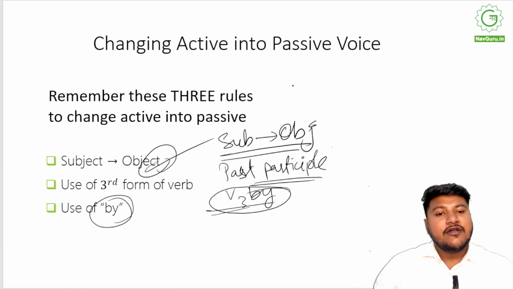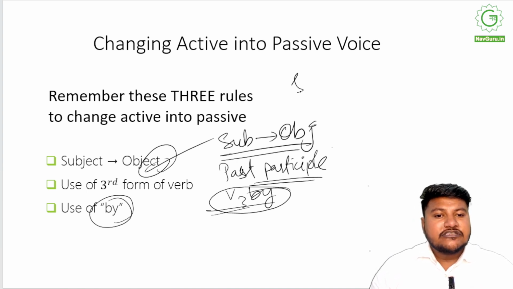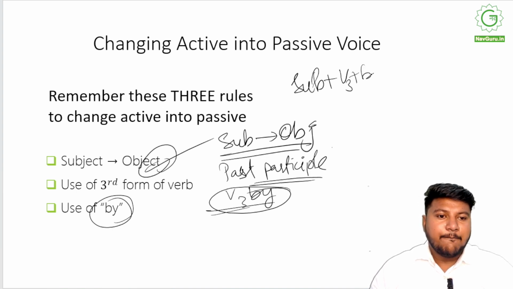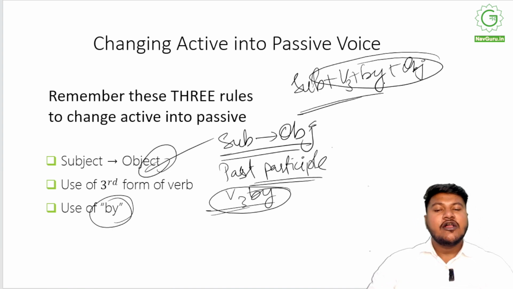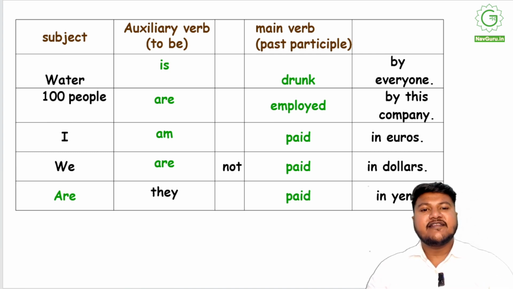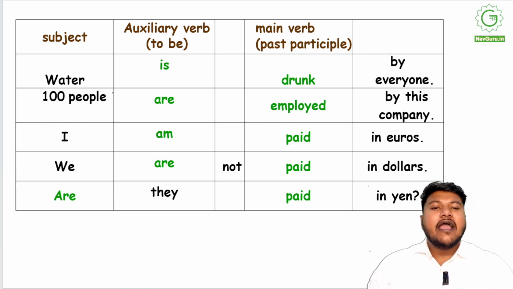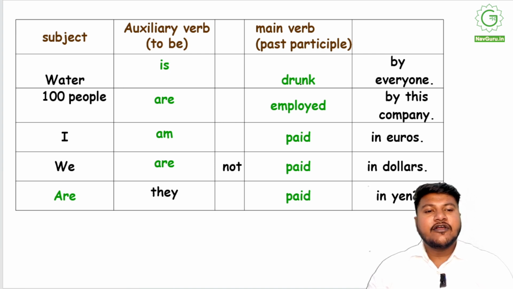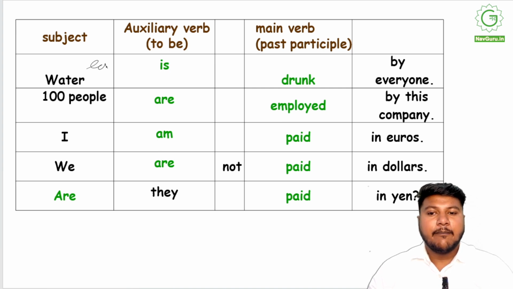So if I have to put a structure to it, it will become subject, that is now, which was earlier the object, plus V3 plus by plus object, which was earlier the subject. This is how you structure an active voice into passive voice. Let's have a look at some sentences that have been turned already, right? Everyone drinks water. We turn it into water is drunk by everyone, right? So everyone drinks water becomes water is drunk by everyone, right?